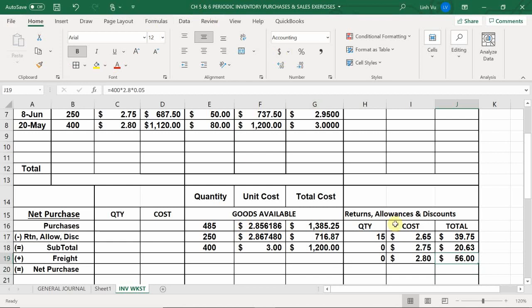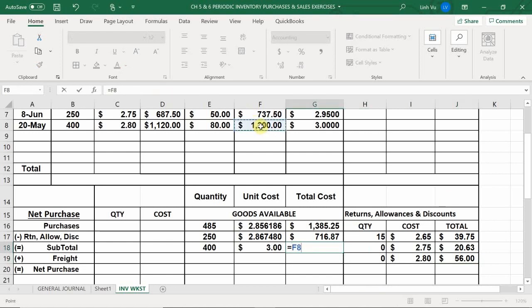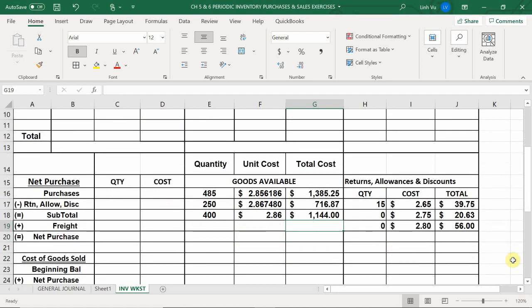Okay? So we need to update the total amount here because it's no longer $1,200. It is $1,200, but we end up getting a refund for $56 because we got the discount. So it should be a total of $1,144. And then, of course, we have to recalculate our new cost per item because it's discounted to be a grand total of $2.86. Okay. All right.